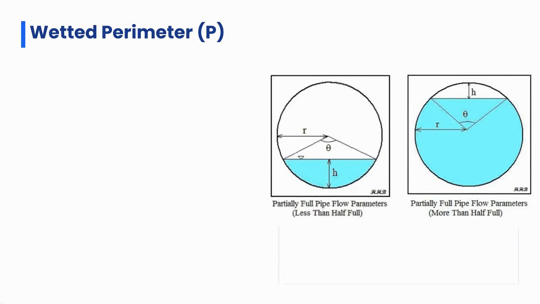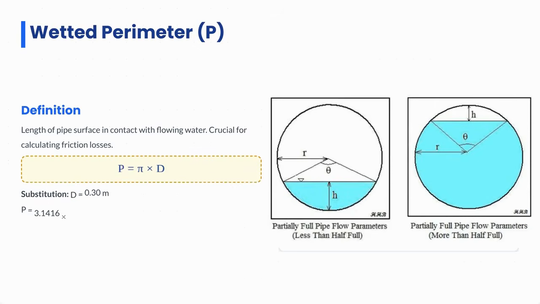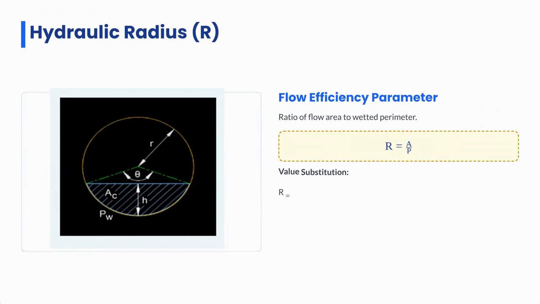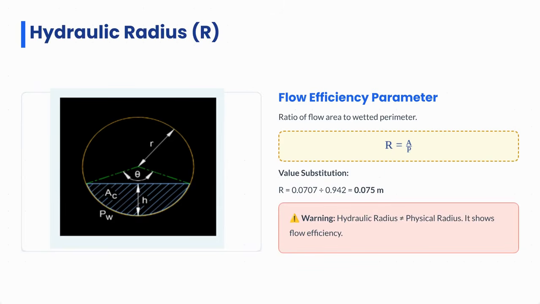The wetted perimeter P is the length of the pipe surface in contact with the water, crucial for calculating friction losses. For our 300 millimeter pipe, the wetted perimeter P is 0.942 meters. The hydraulic radius R is the ratio of the flow area to the wetted perimeter. It is a flow efficiency parameter. For our assumed pipe size, R is calculated as 0.075 meters.